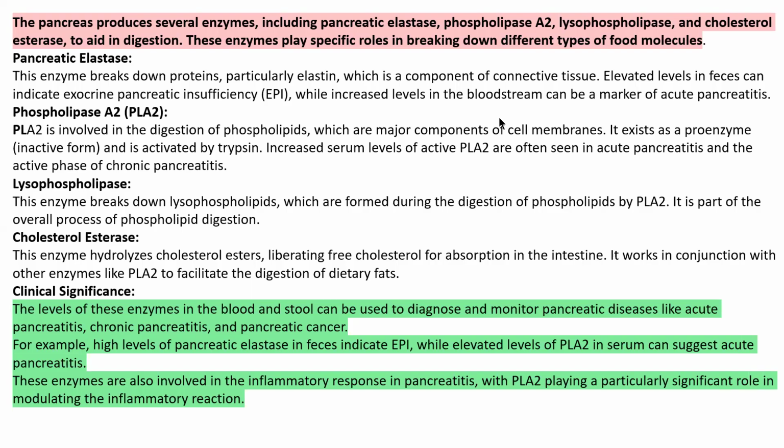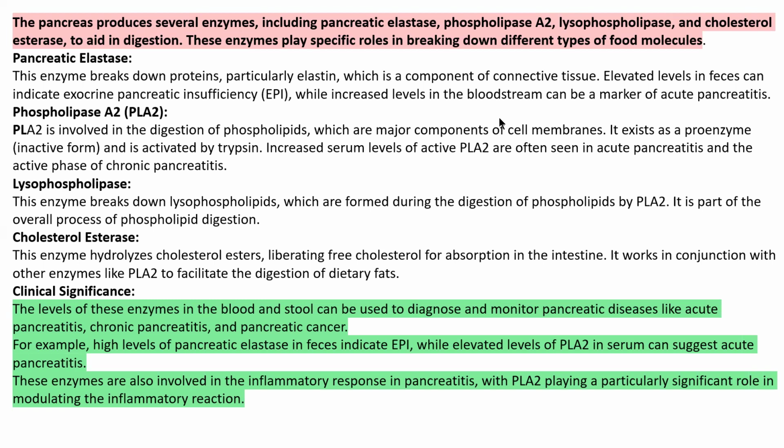Now another secretion is phospholipase A2, which is also called PLA2. It helps in the digestion of phospholipids, and you know that phospholipid is an important component of the plasma membrane, cell membrane. It exists in an inactive form, a proenzyme, but it is activated by trypsin. If there is an increased amount of phospholipase in your serum, it indicates that the person is suffering from chronic pancreatitis.